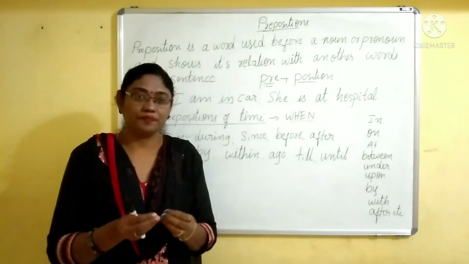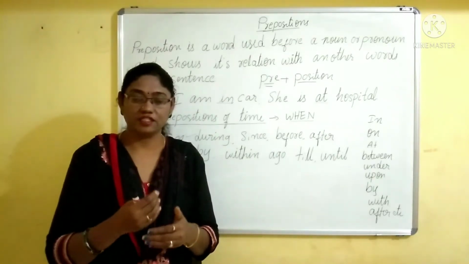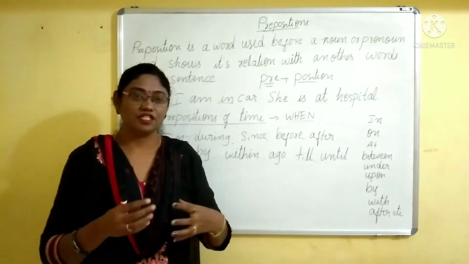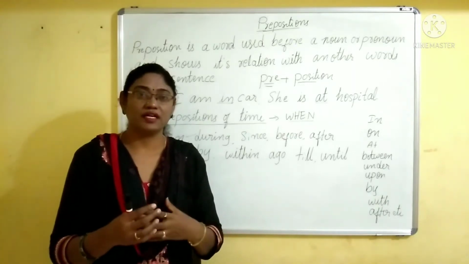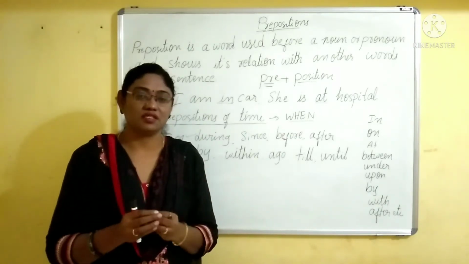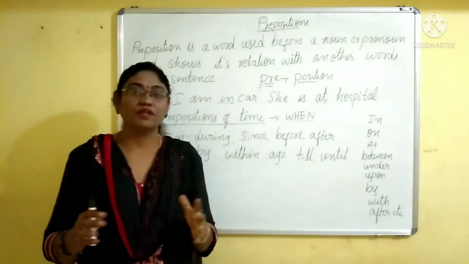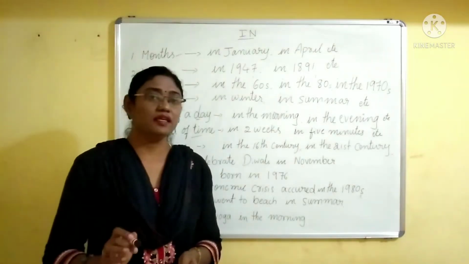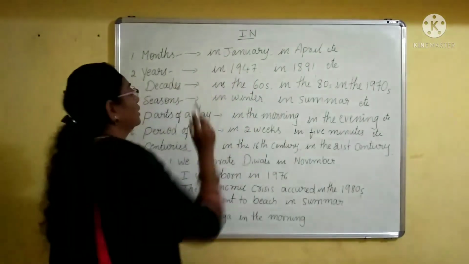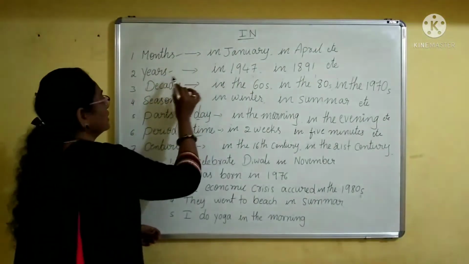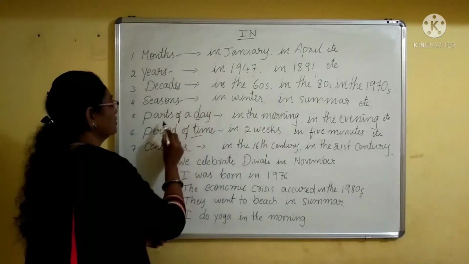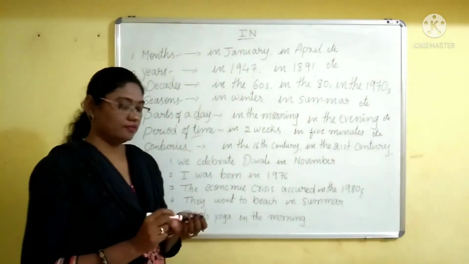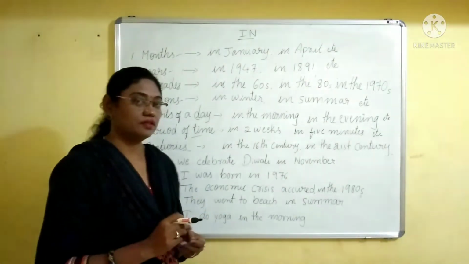See, after direct and indirect speech, this is slightly tough grammar. Especially students will face many confusions in this area. So don't worry, I am going to clear all your doubts today. So the preposition in is used with months, years, decades, seasons, parts of a day, periods of time and centuries. Okay, let's know one by one.